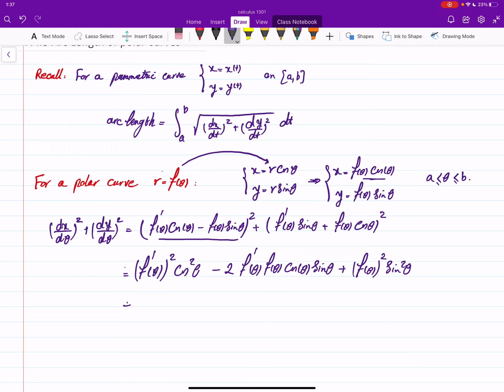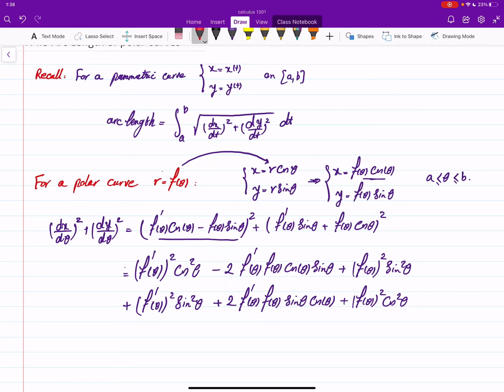How about the second term? So this will go in a very similar way. So we will find f prime theta squared sine squared theta. Here will be 2 f prime theta, f theta, sine theta, cosine theta. Plus the last term squared is this.